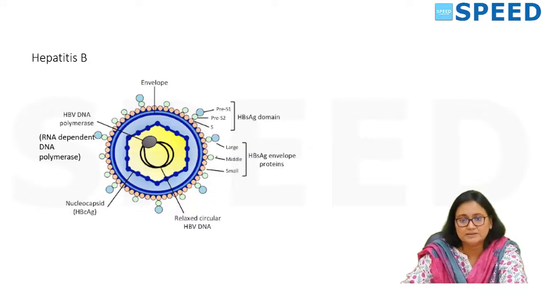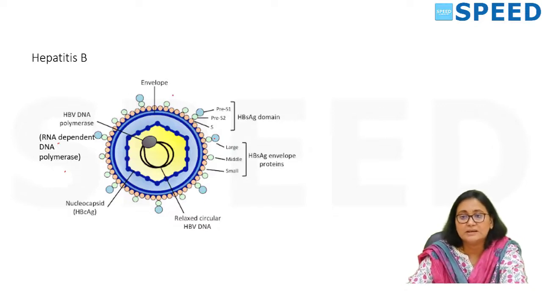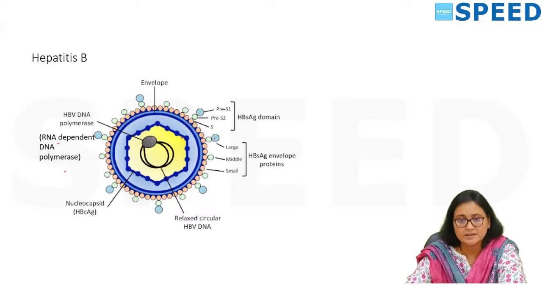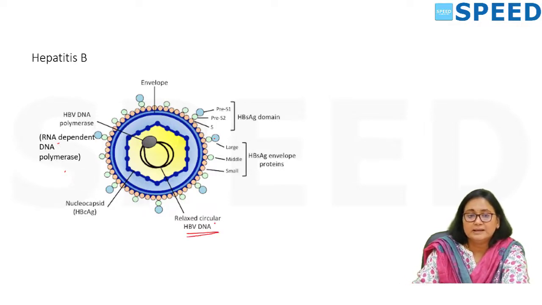They have hepatitis B surface antigen. They have nucleocapsid antigen, which we say HBC antigen. They have DNA polymerase, which is RNA dependent DNA polymerase. Then the envelope is there, so we have envelope antigen. So these are different antigenic structures present in hepatitis B virus. You have to remember they are DNA viruses and their DNA polymerase is RNA dependent DNA polymerase.